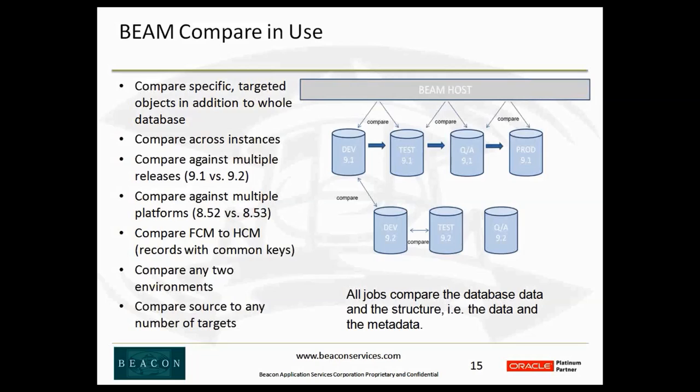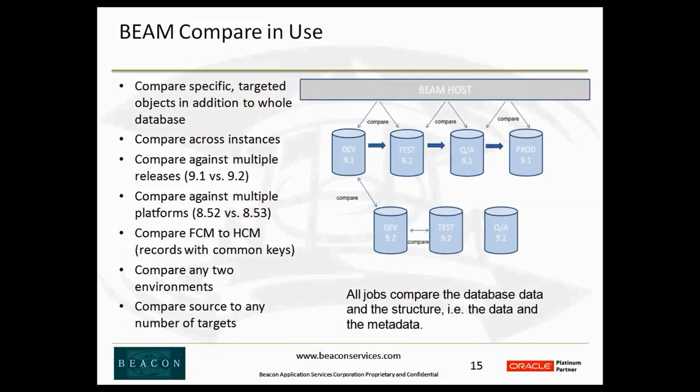So as long as we have records with common keys, this is the essential part of Beam Compare. If you have records with common keys, you can compare between essentially any two instances, which is my next point. It doesn't matter, instance A and instance B, source and target. If there are records that have shared keys, we can compare them.